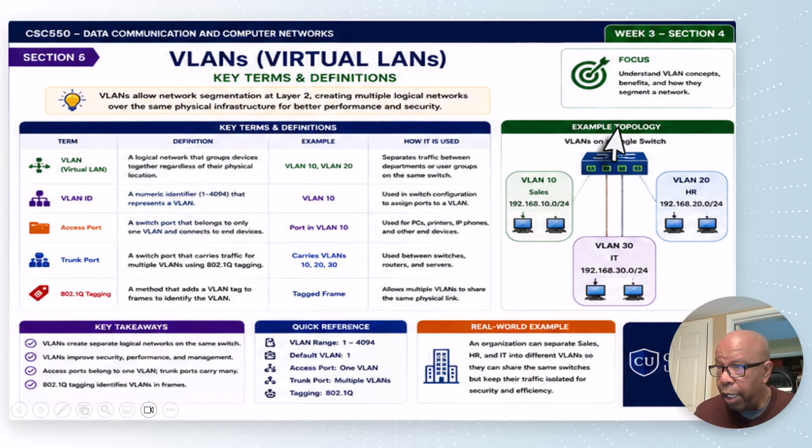So here, when looking at virtual LANs on a single switch, we have a switch. In this particular case, we're showing that there are 3 VLANs going through that switch: VLAN 10, VLAN 20, and VLAN 30. One representing the sales area, one representing HR, and one representing IT. This is an example of how you can segment and put things on a virtual LAN by grouping. And that's the key thing, is by grouping.